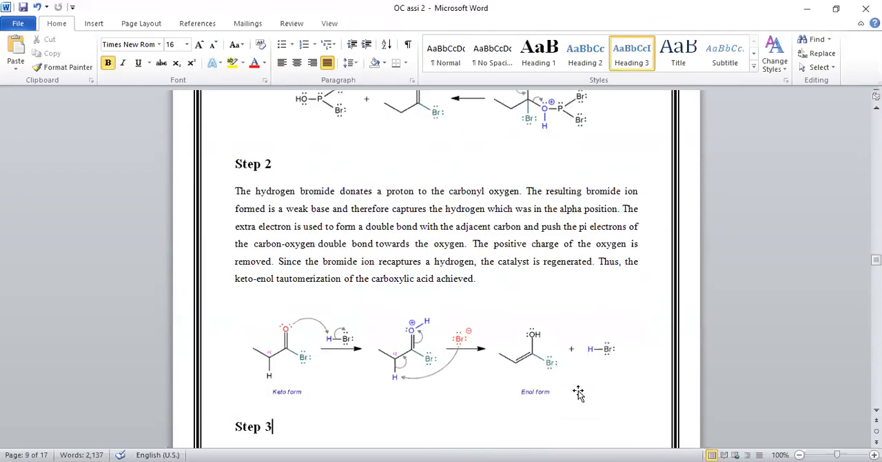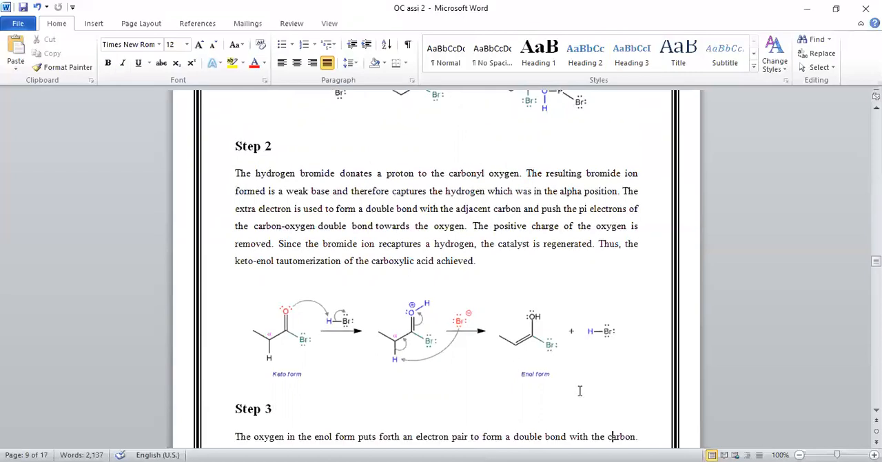In step 2, the hydrogen bromide donates a proton to the carbonyl oxygen. The resulting bromide ion formed is a weak base and therefore captures the hydrogen which was in the alpha position. The extra electrons are used to form a double bond with the adjacent carbon and push the pi electrons of the carbon-oxygen double bond towards the oxygen. The positive charge of the oxygen is removed. Since the bromide ion recaptures a hydrogen, the catalyst is regenerated. Thus, the keto-enol tautomerization of the carboxylic acid is achieved as shown.